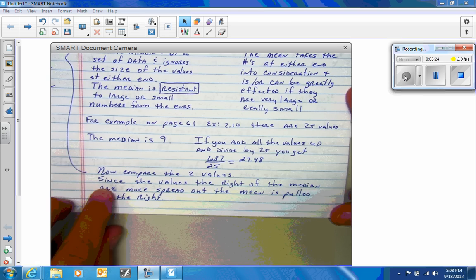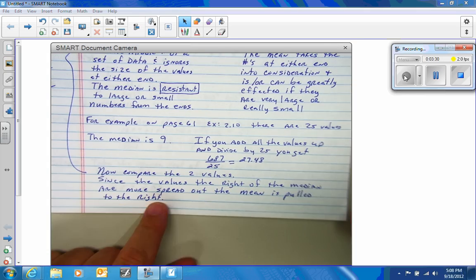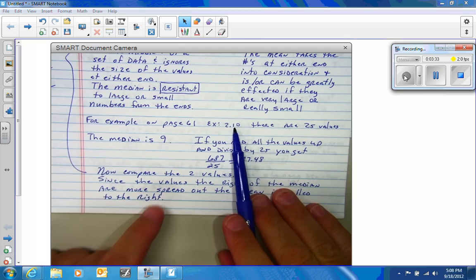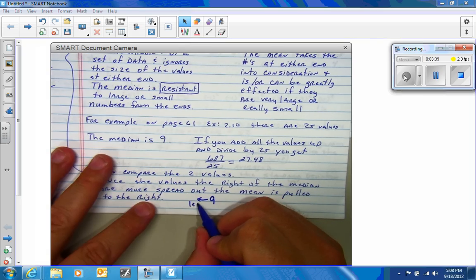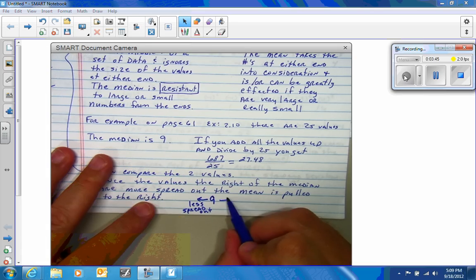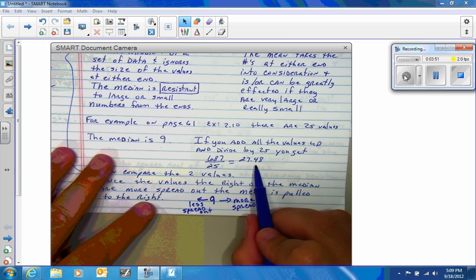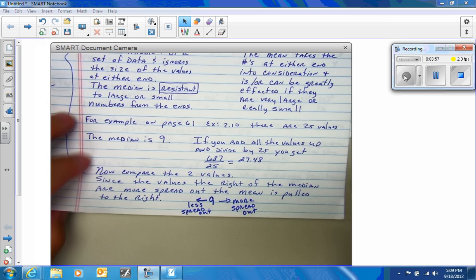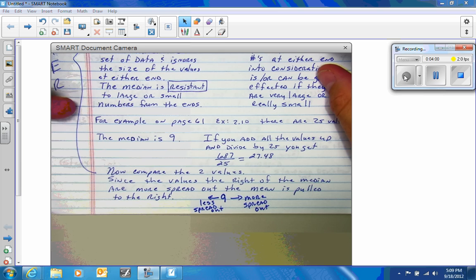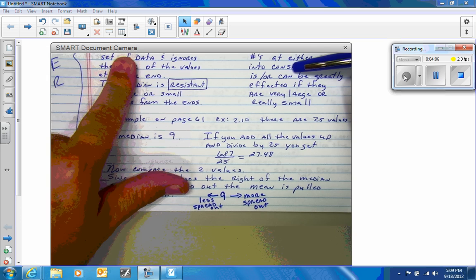Since the values to the right of the median are more spread out, the mean is pulled to the right. So go back and look at page 61, example 2.10. Remember, 9 is the median. The numbers to the left are less spread out. The numbers to the right are more spread out, causing the mean to become greater. All right, so that deals with how you describe the center. This is how we describe the center. So we have median versus mean.